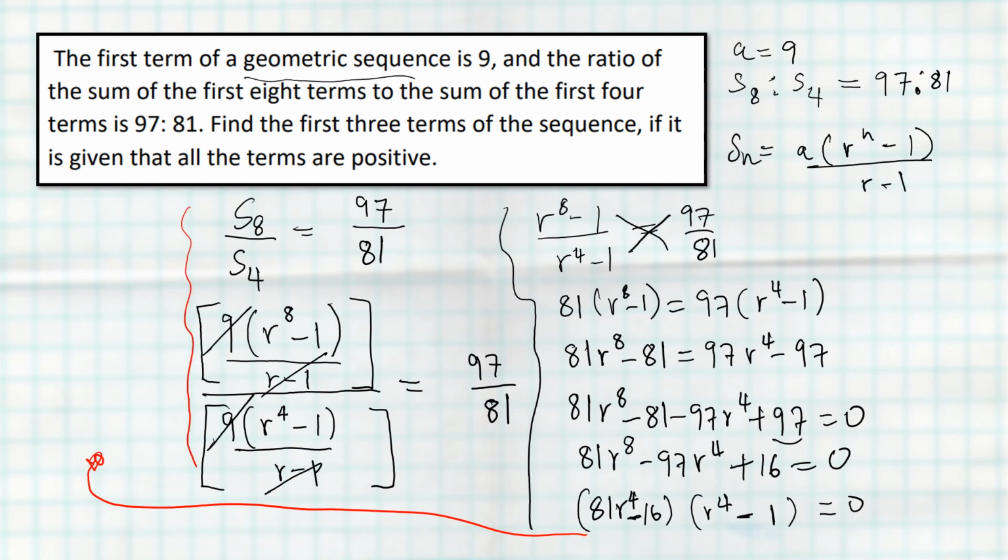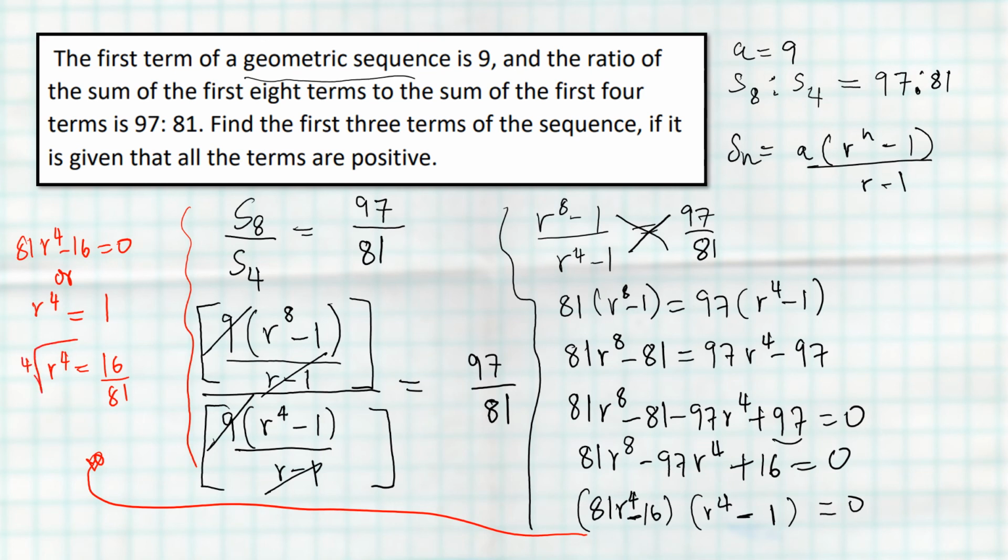Sorry about that. So when I solve for R there, it's going to be 81 R exponent 4 minus 16 being equated to 0, or R exponent 4 minus 1 being equated to 0. So 81 R exponent 4 will be equal to 16. To solve for R, divide both sides by 81. This cancels out this, and I'll be left with R exponent 4 equals 16 over 81.